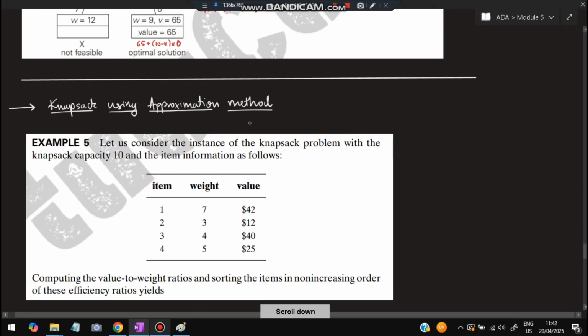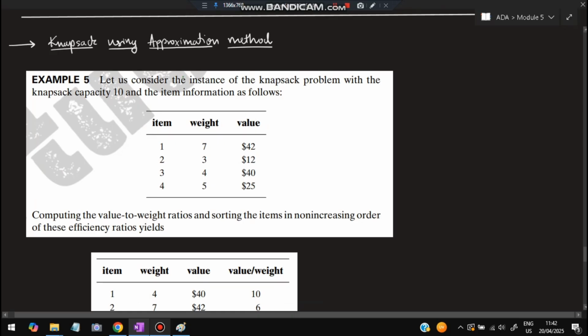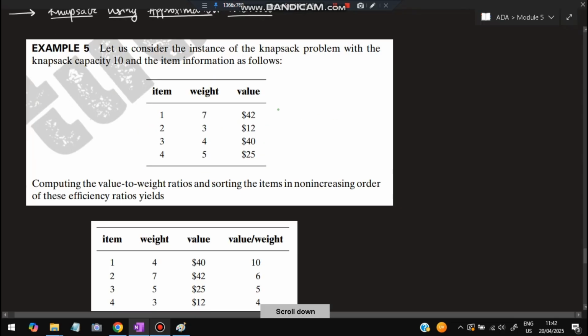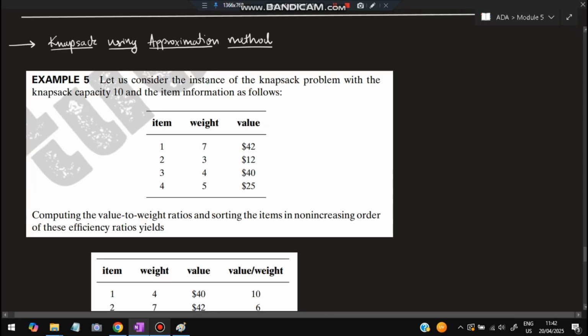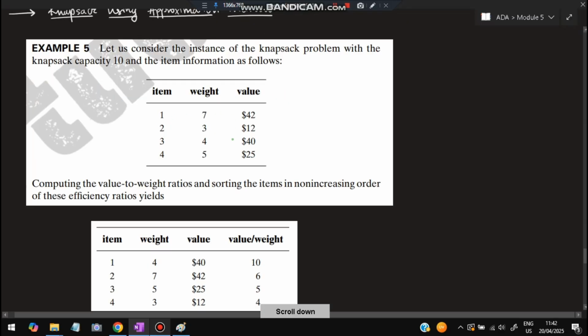Next is the knapsack using the approximation method. In the approximation method, the first thing you need to understand is how the greedy algorithm works. If we just consider a normal greedy algorithm, here we have considered the knapsack problem for the following instance. The knapsack total capacity is 10. When you include the items, the total weight will be 10. And the items and the weights are given here.